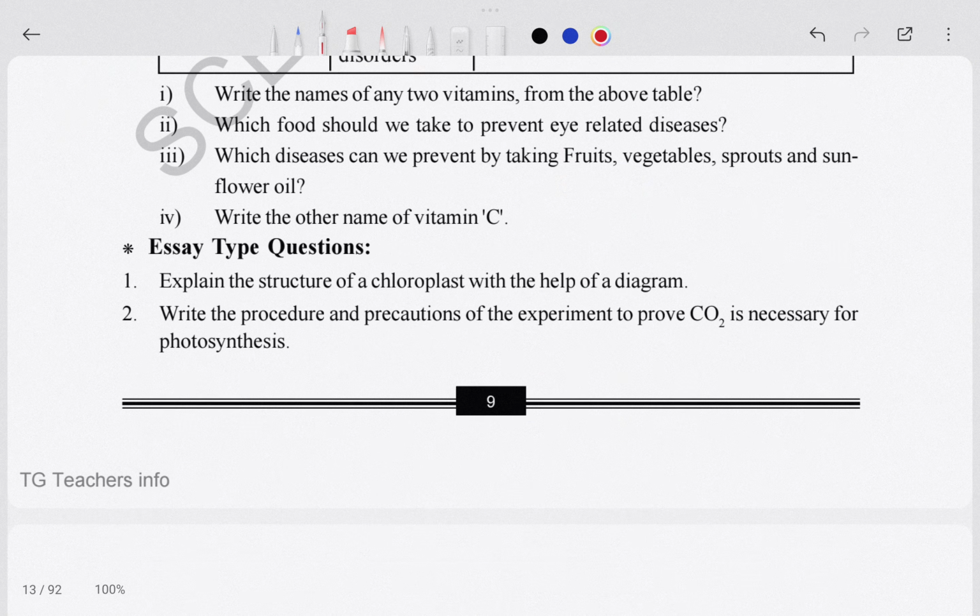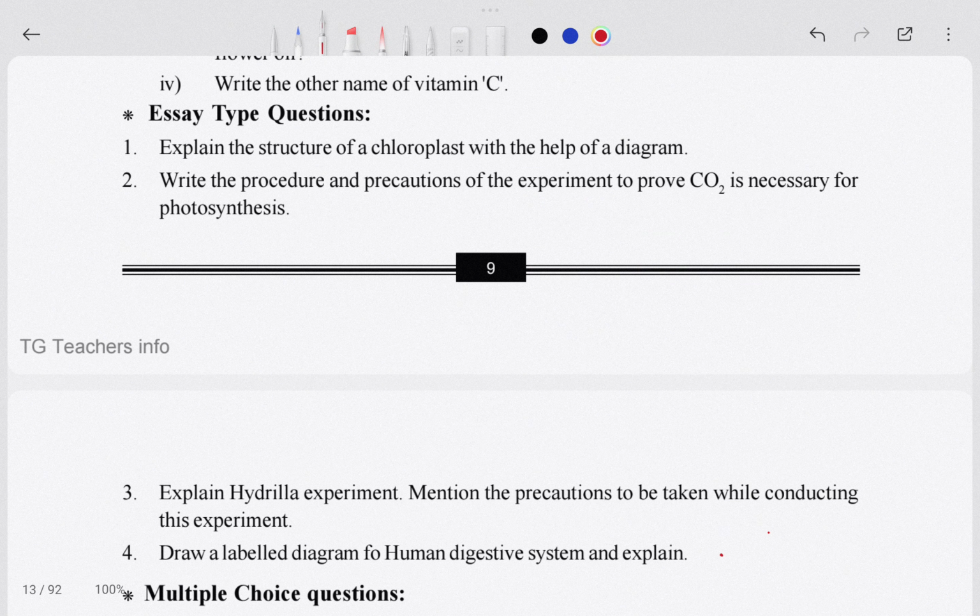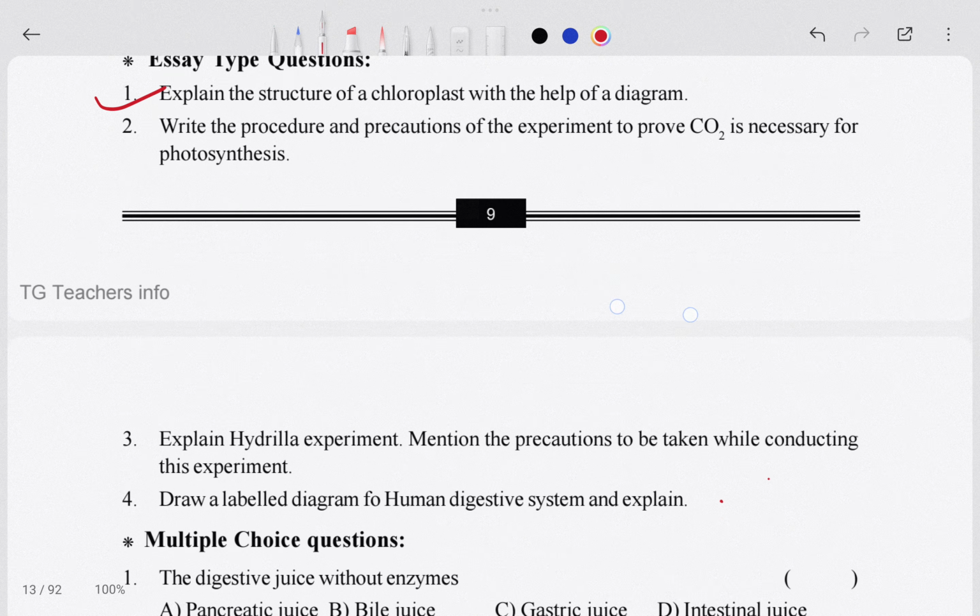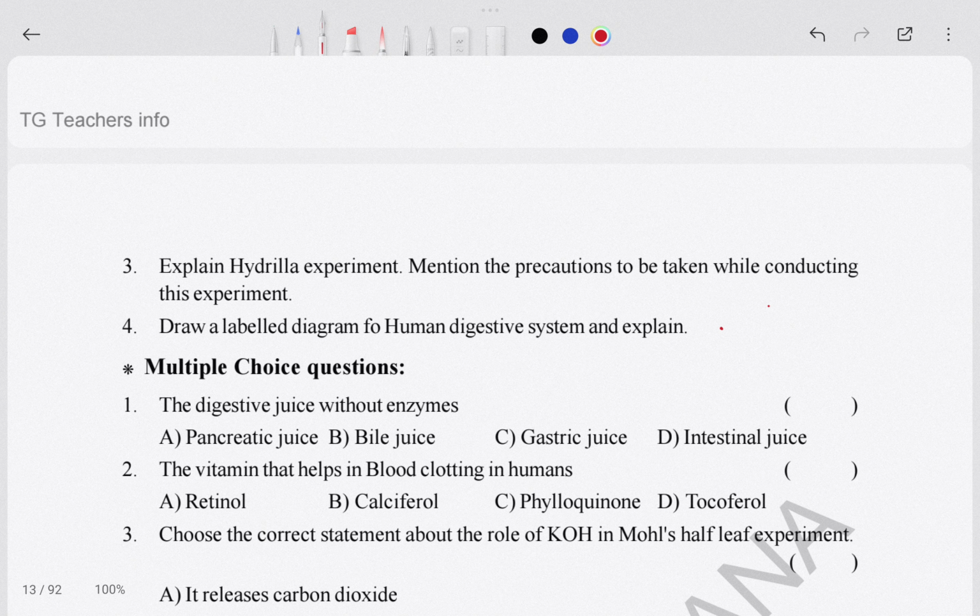Easy type questions. So here the easy type questions are given, but they are not easy because if you don't have any idea about a topic, then it is not easy for you. Okay, so here it is given. Explain the structure of the chloroplast with the help of a diagram. Okay, this one. Write the producer and so on. Human digestive system explained with a labelled diagram. Okay, so I hope till here it is clear.